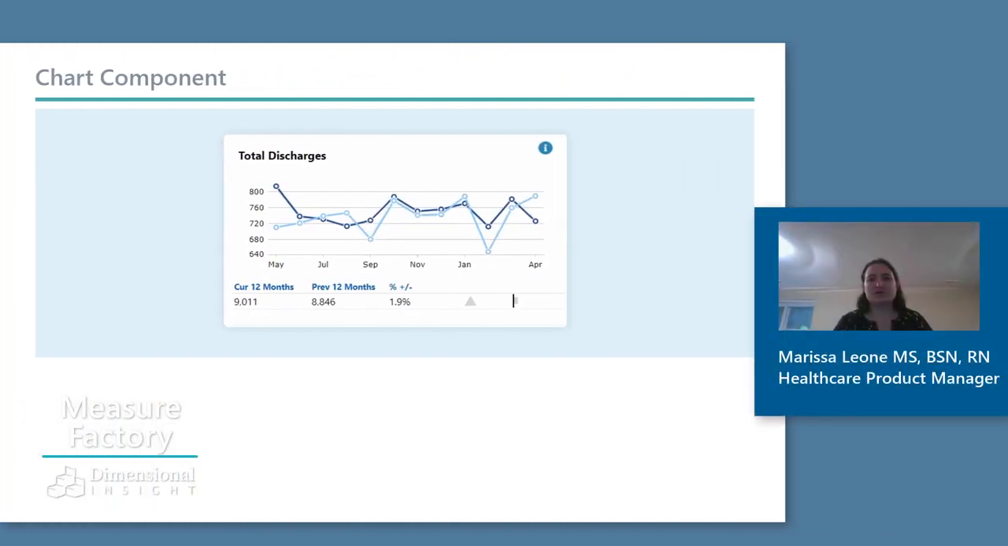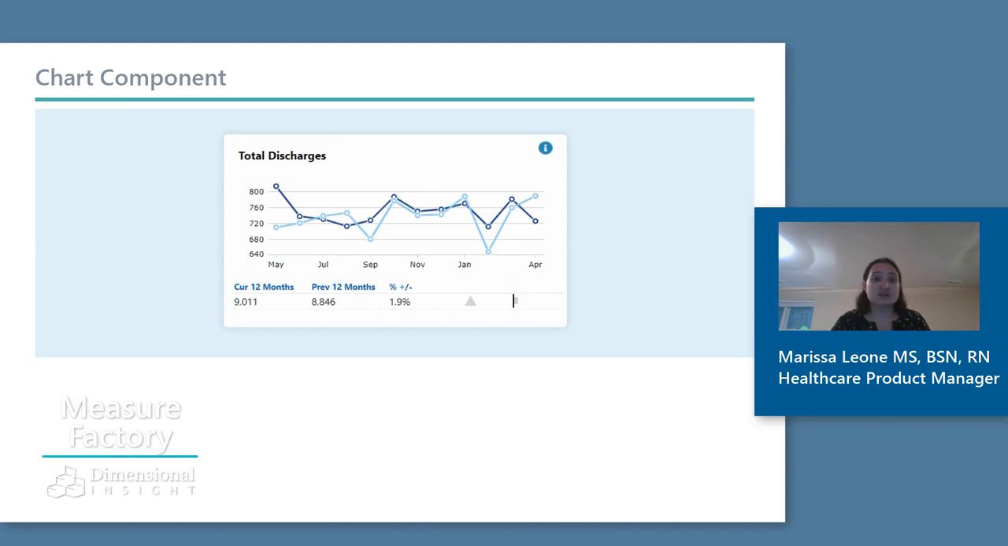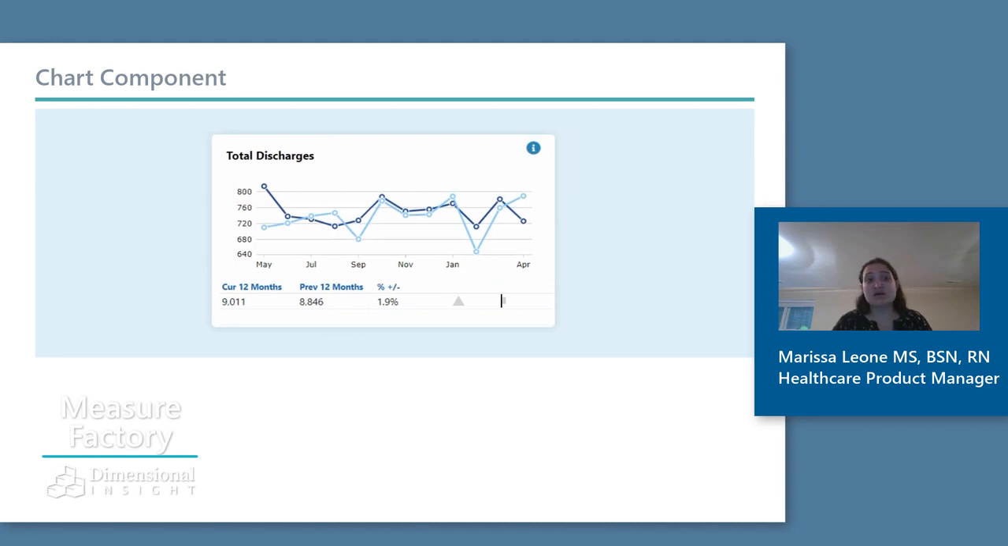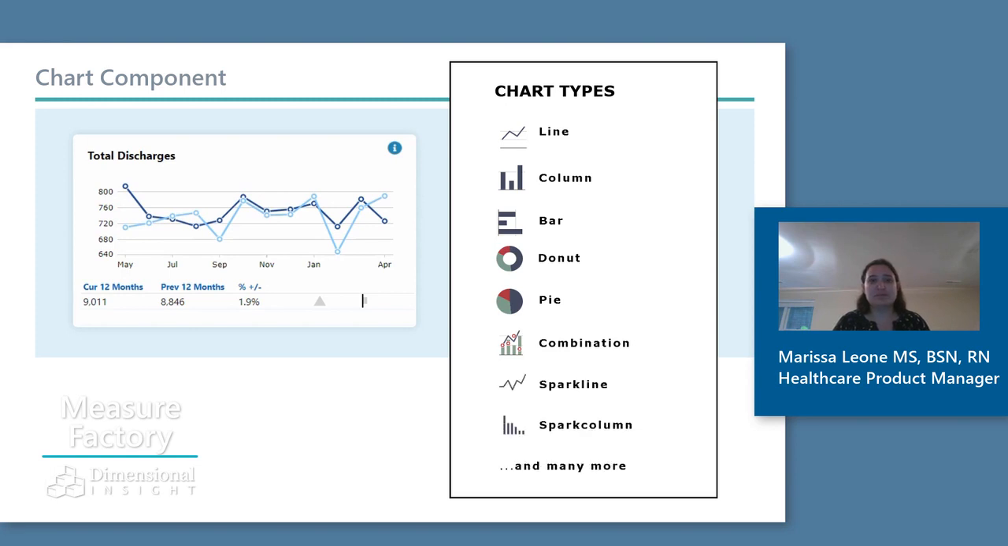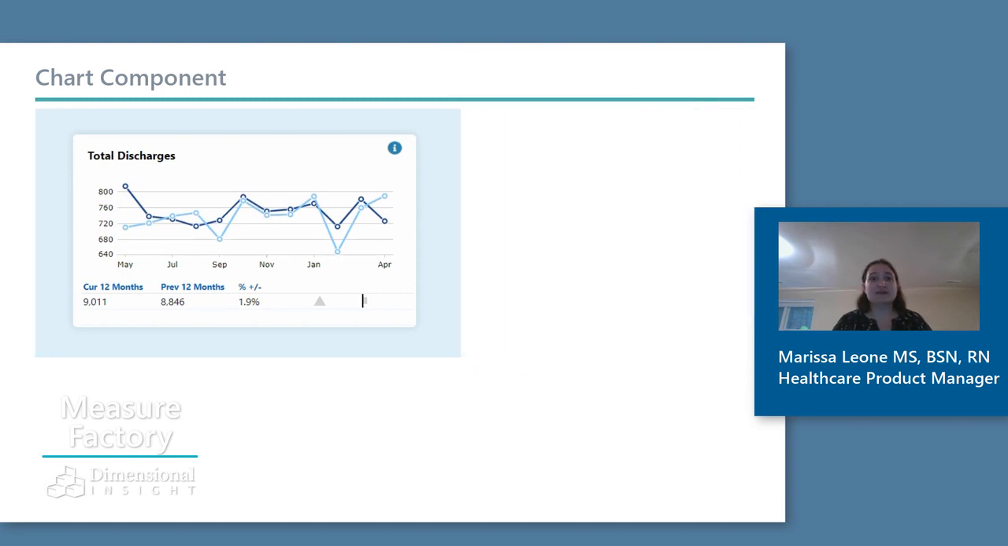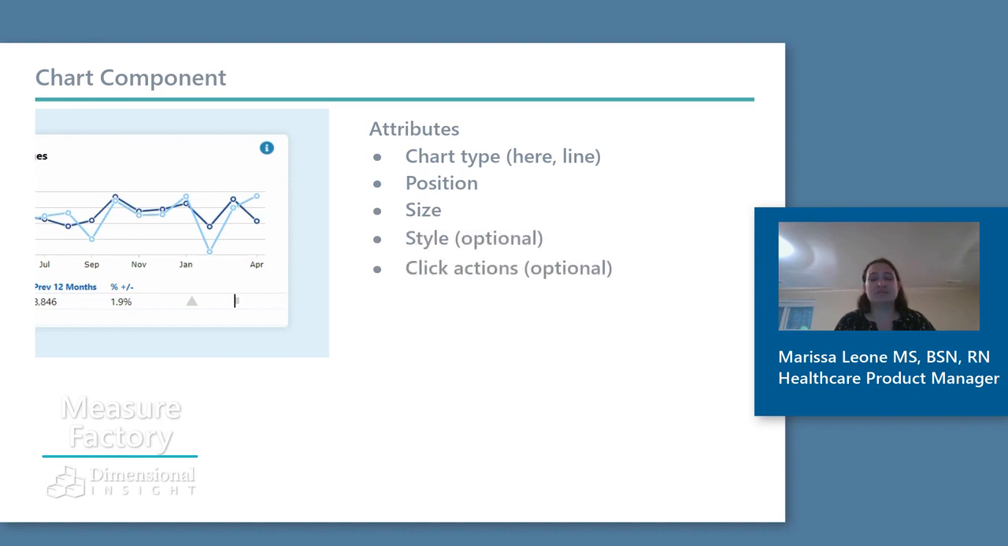So finally, we have our chart component. The chart component allows you to display a chart within the stamp. The chart component is definitely our stamp component with the most variation and the most options. So right now you can create a line chart, a column, bar, donut, pie, a combination, spark line, spark column, and many more. For the block and possible attributes, you're going to want to specify your chart type, the position, size, and then each chart type has a variety of different selections and attributes and properties that you can apply.